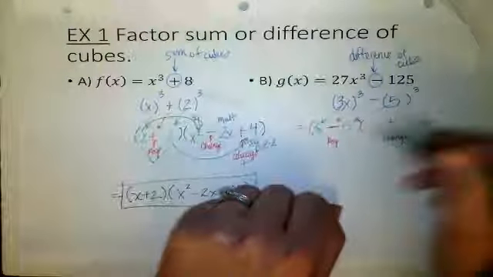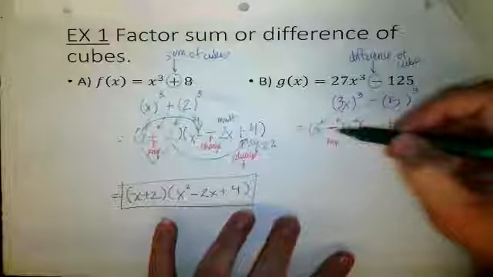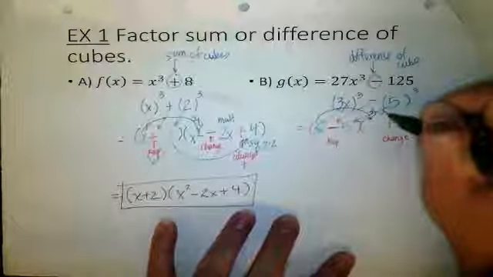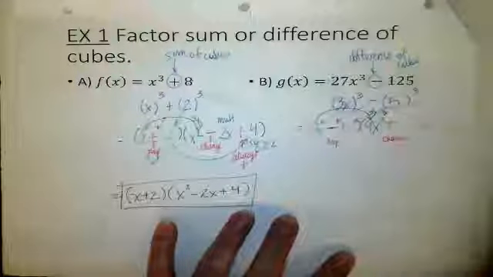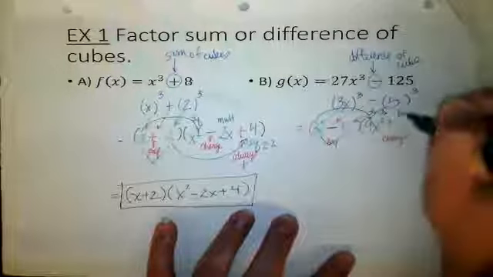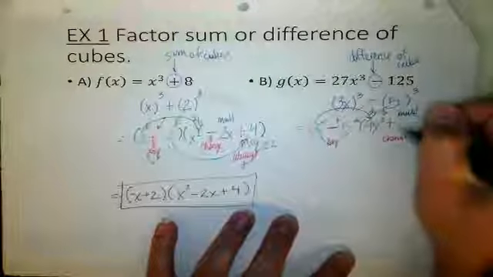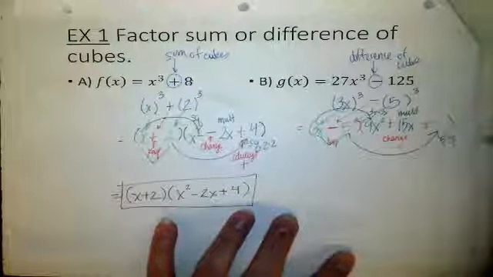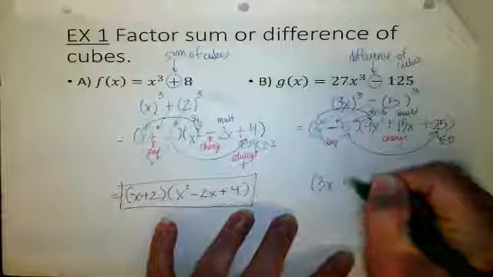And then to fill in the big bubble, the pattern is square the first thing, multiply in the middle, square the last. So we're going to square the first thing, which would be 3x times 3x. What is 3x times 3x? 9x squared. We're going to multiply in the middle. So we multiply 5 times 3x and get what? 15x. And then we square the last thing. 5 times 5 is 25. That's it, ladies and gentlemen. That is factored.